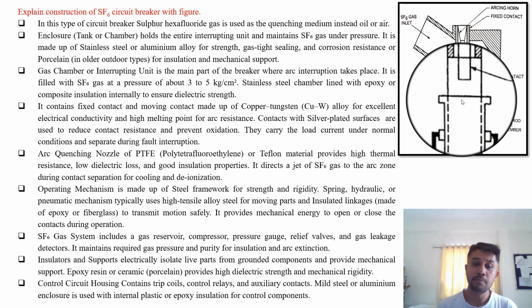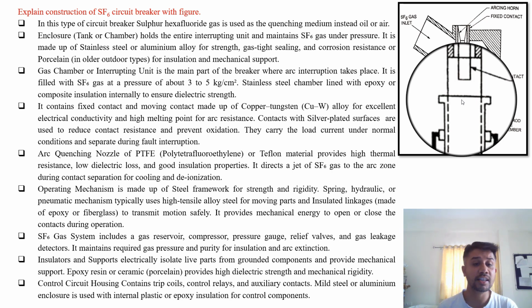Operating mechanism is made up of steel framework for strength and rigidity. Spring, hydraulic or pneumatic mechanism typically uses high tensile alloy steel for moving parts and insulated linkages, that is made up of epoxy or fiberglass, to transmit the motion safely. It provides mechanical energy to open or close the contact during the operation.